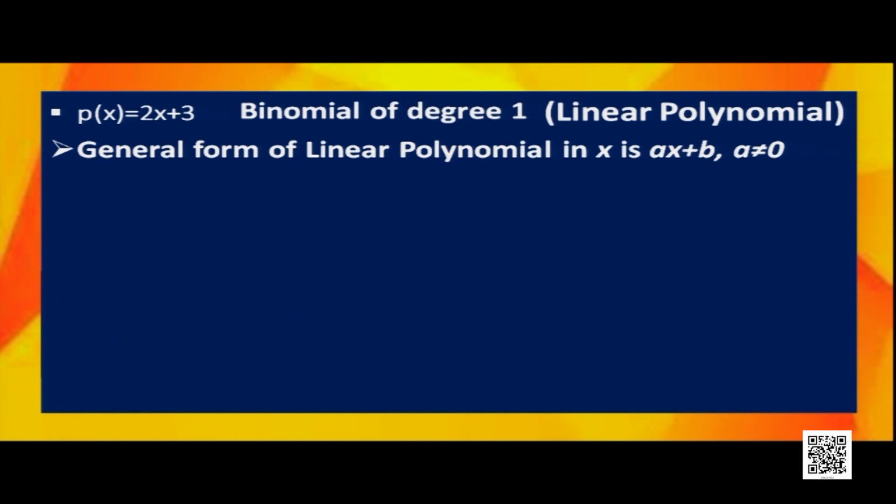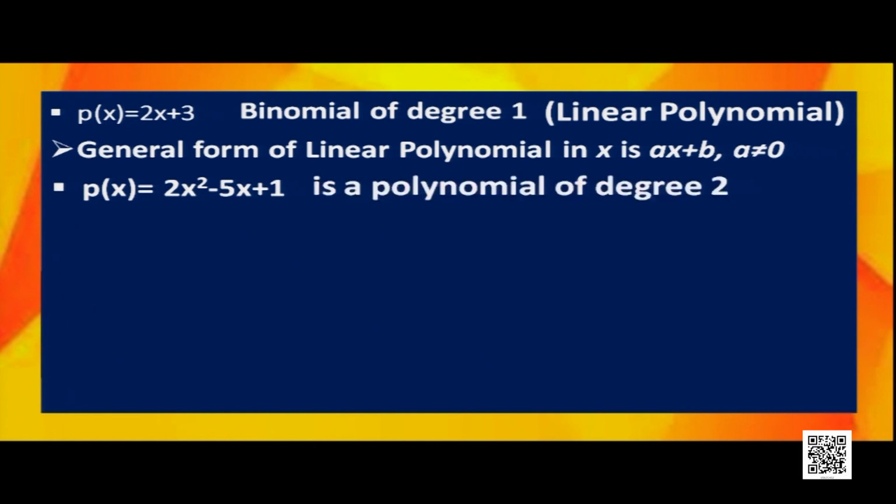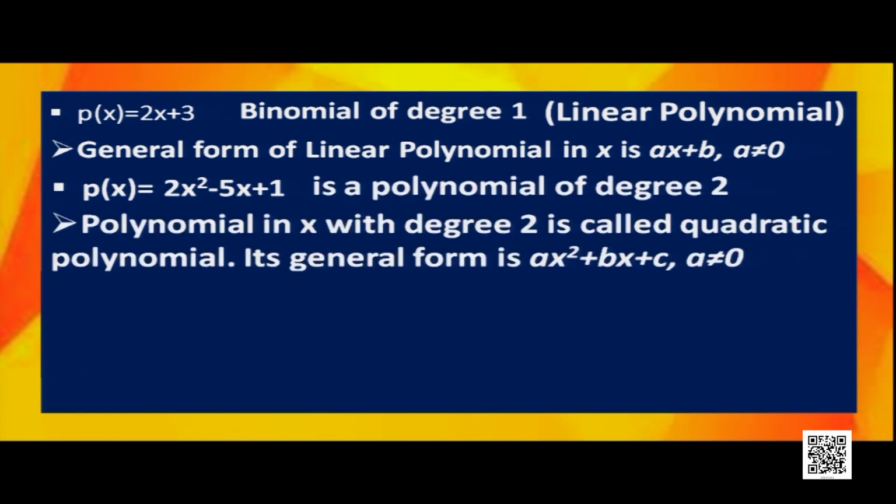Next, consider another polynomial, that is 2x square minus 5x plus 1. This is again a polynomial with one variable, and its degree is 2. A polynomial with degree 2 is called a quadratic polynomial, and its general form is ax square plus bx plus c, where the coefficient of x square must not be 0.